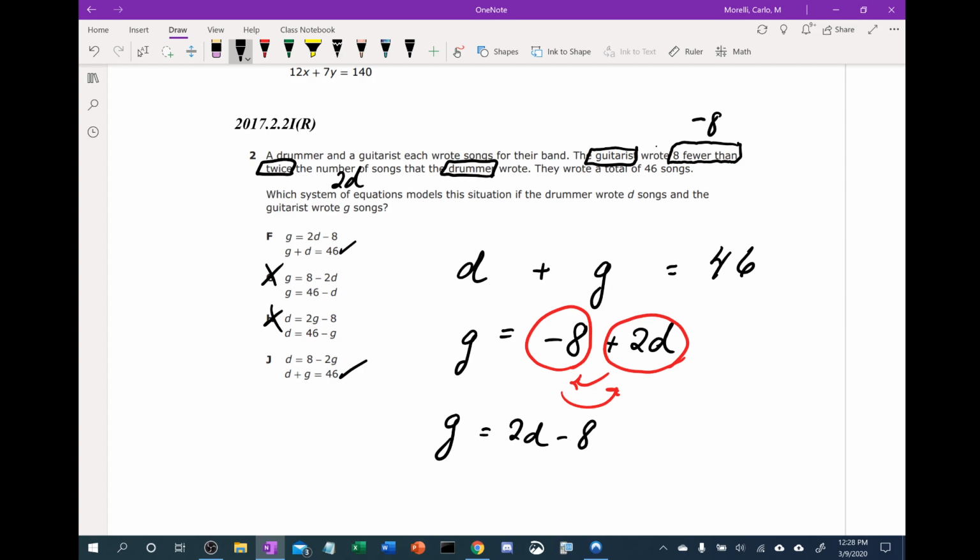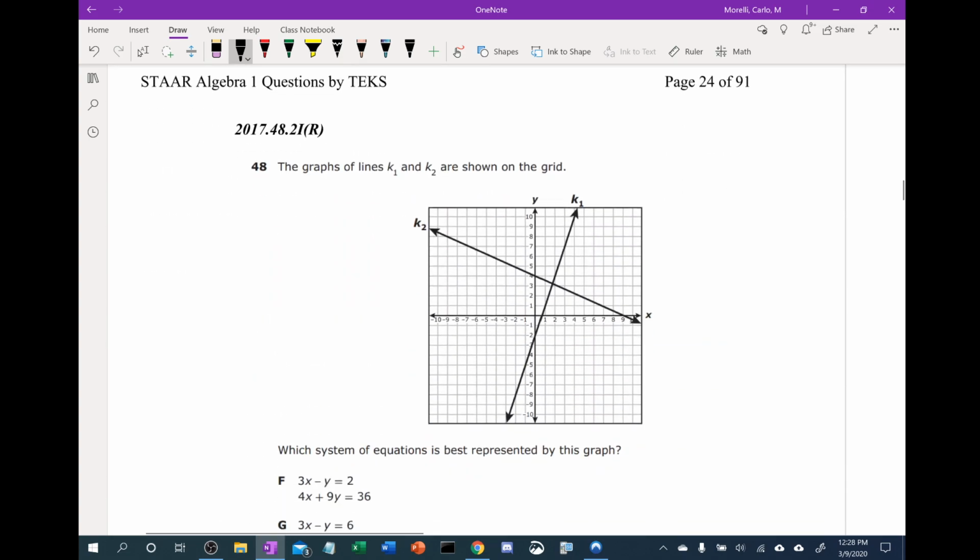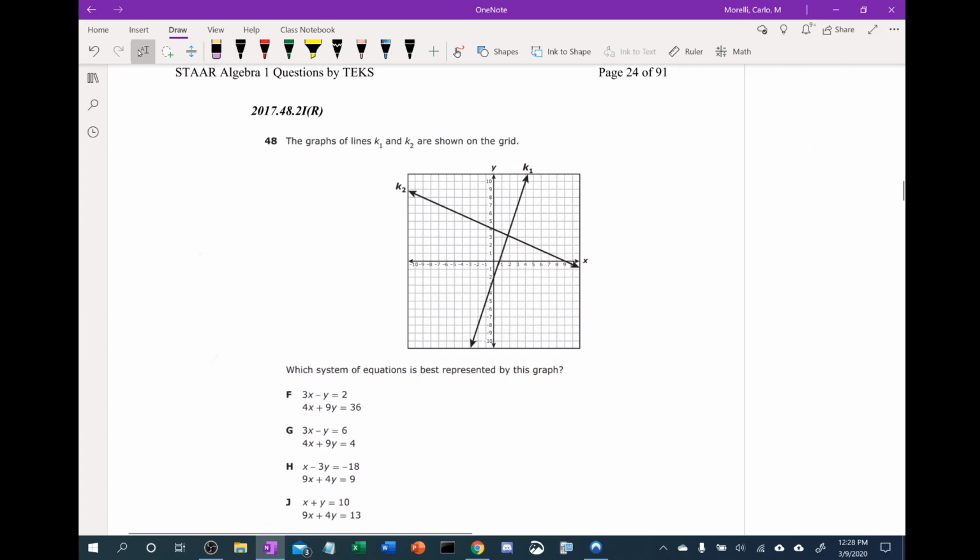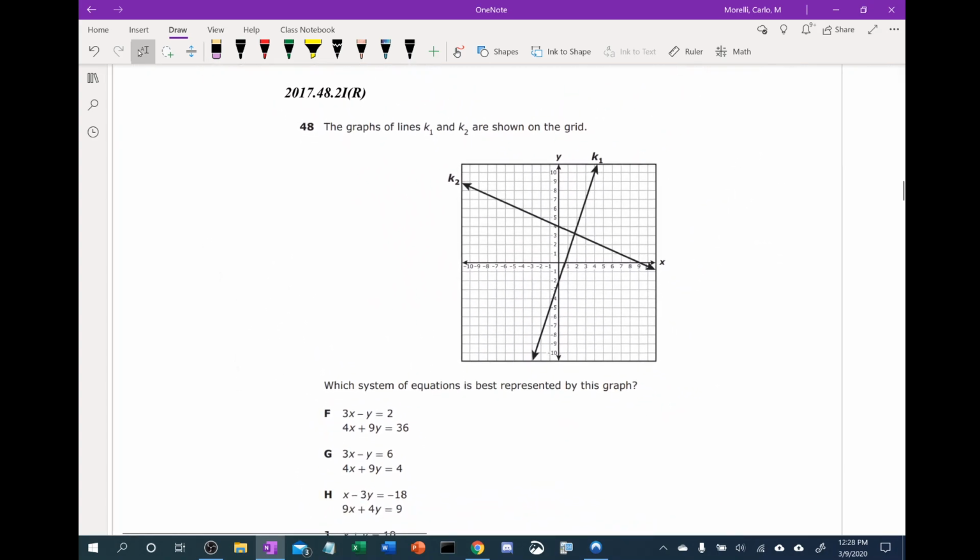Do we find an answer choice where G equals 2D minus 8? Yeah, F. Now notice that J would have been wrong even if you'd left it in this form, because the signs are wrong. So it's not J, but that's one where you would really have to pay careful attention. Remember, 8 fewer than means minus 8. It doesn't mean 8 minus. It's a hard problem. Okay, so it's F. Do you all understand? Fantastic. Okay, I believe this is the last problem from the section.